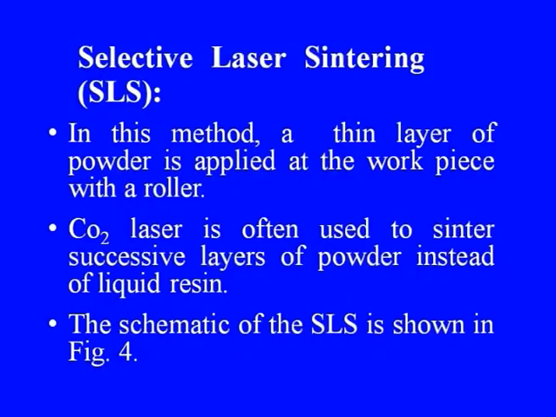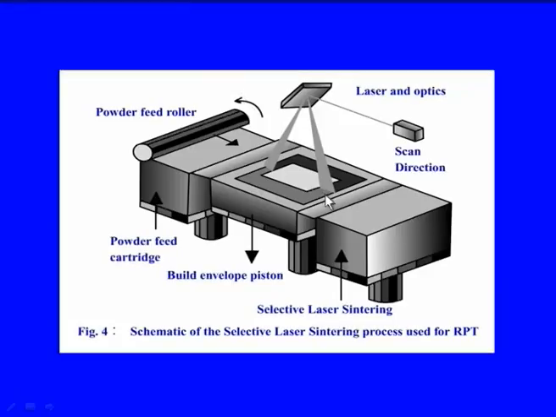Next, let us discuss another popular process, that is the selective laser sintering process. In this method, a thin layer of powder is applied at the workpiece with a roller. Carbon dioxide laser is often used to sinter the successive layers of powder instead of liquid resin. The schematic is shown in this figure. The figure is on the screen now. So, this is the powder layer. This is being uniformly placed by this roller.